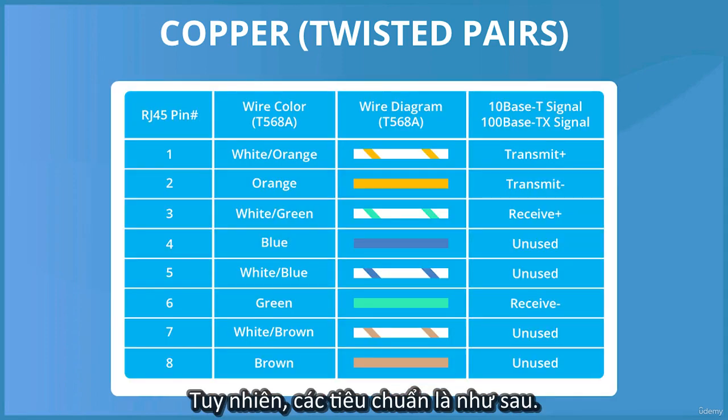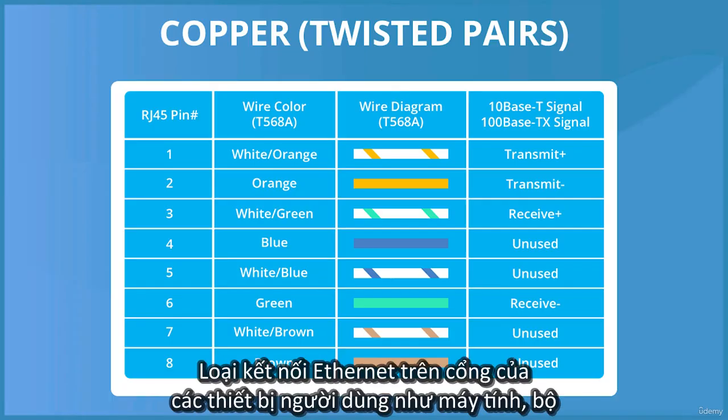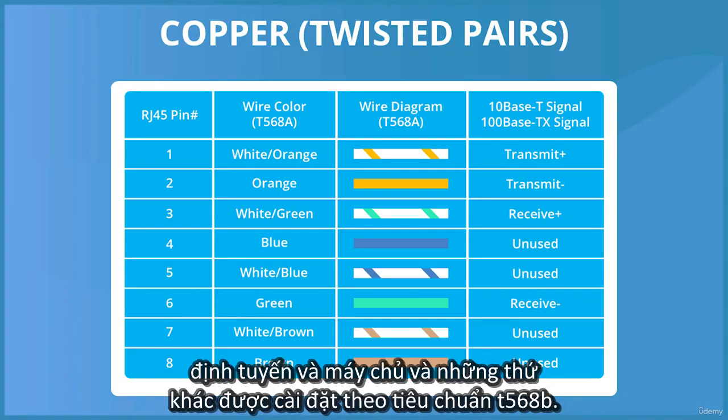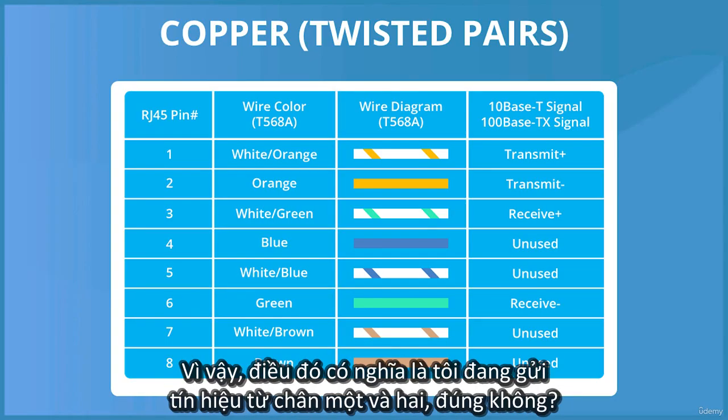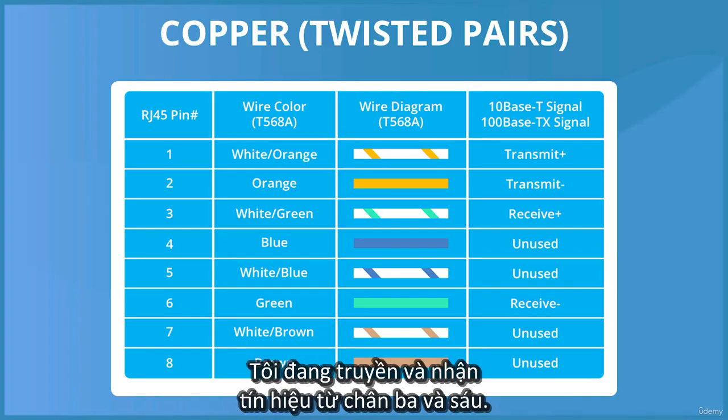However, the standards are as follows. The Ethernet connection type on the ports of the user devices, like computers and routers and servers and stuff, is installed in accordance with T568B as its standard. So it means that I'm sending signals from pins 1 and 2, right? I'm transmitting, and I'm receiving signals from pins 3 and 6.